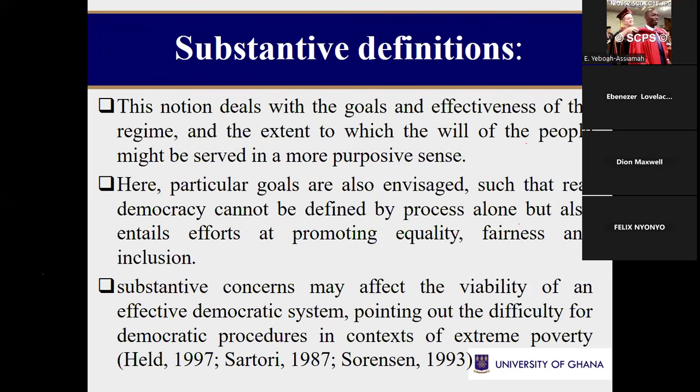The substance is not just that we want leaders to come and rule us. But this notion deals with the goals. That's why I asked you to mention the goals. This notion deals with the goals and effectiveness of the regime. To what extent has the regime been able to address the very goals or the ends of democracy? How have they been effective in providing employment, in providing food security, infrastructure improvement, access to health, education?